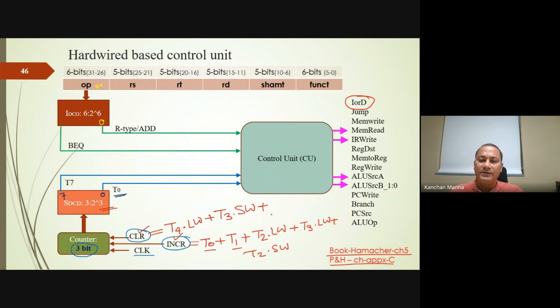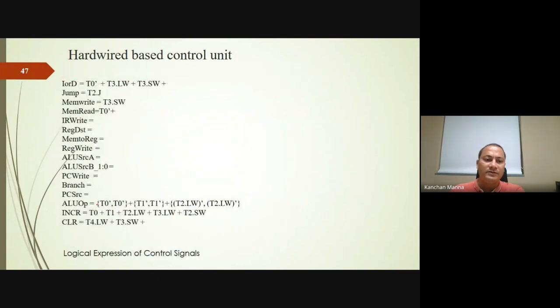So now you see, in this way we can write the logical expression. And we can have that circuitry here, and then we can connect. So you can see we have written this thing here: T0, T1, T2 is LW, T3 is LW, T2 SW is T2. So in this way we can generate the control signal. Similarly for I or D, this is the complement. So in this way we can write the logical expression for all these control signals, and then we can convert them into a circuit.